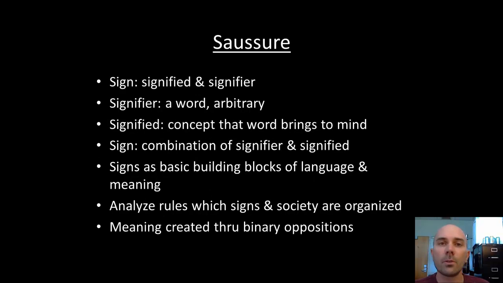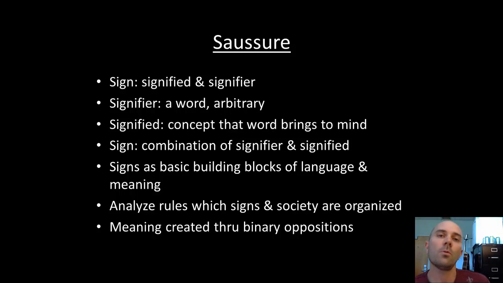Now, Ferdinand de Saussure was a key figure of structuralism. Saussure talked about the sign, the signified, and the signifier, and he broke down communication into these three things. The sign is a combination of the signified and the signifier. The signifier is a word.